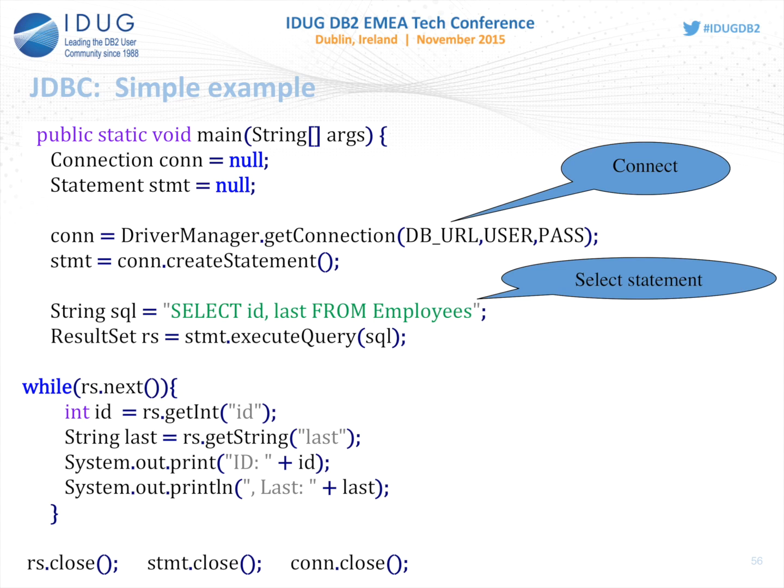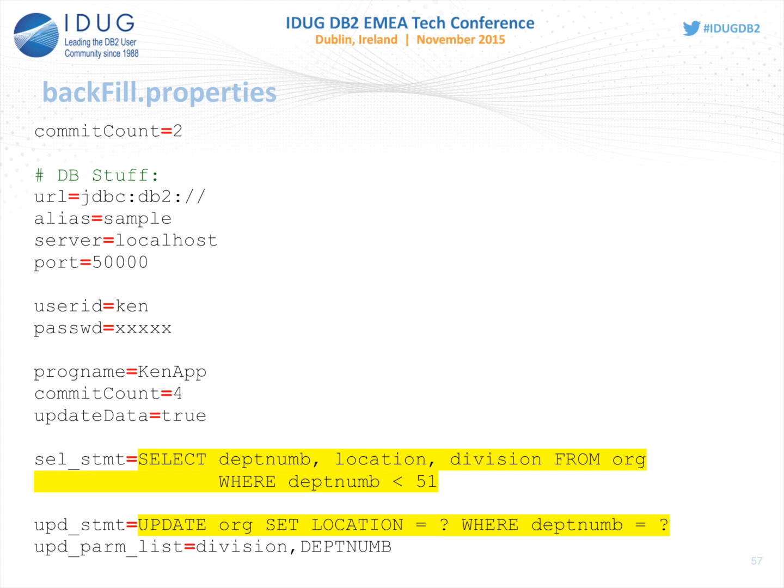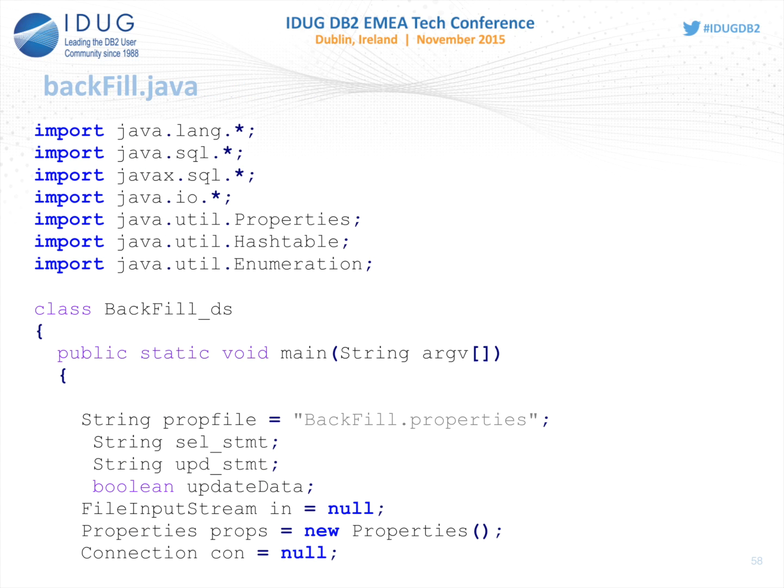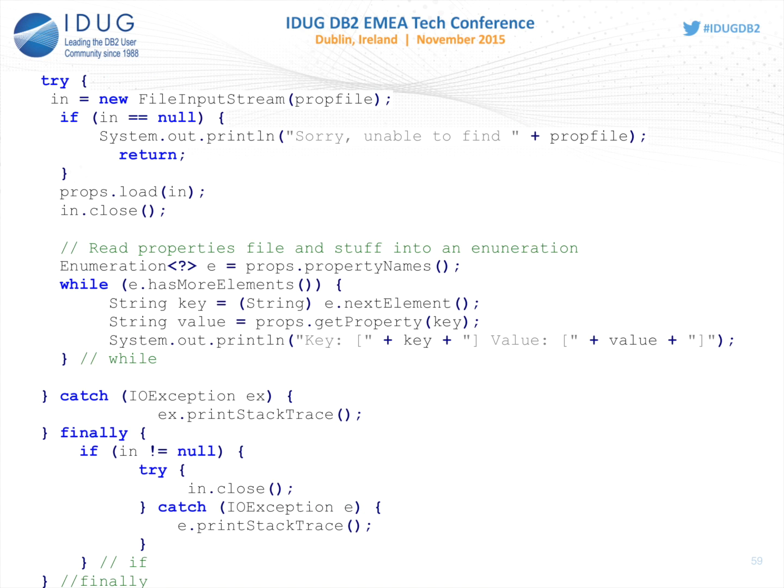My properties file looks very much the same. I'm passing in an application name, and setting the packages that I'm using. You can see the SQL stuff. I used an enumeration to read the property file in, and this is all really easy in Java. I found this enumeration stuff on the internet and hacked this together in a few minutes.